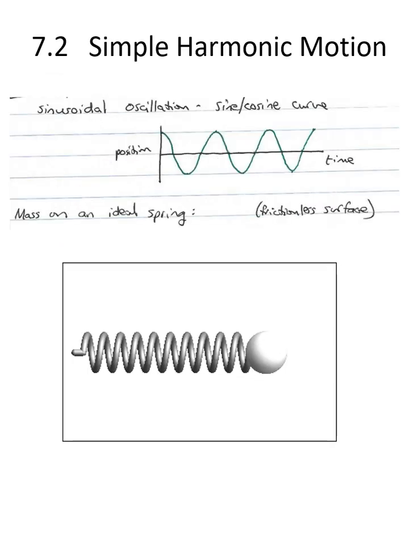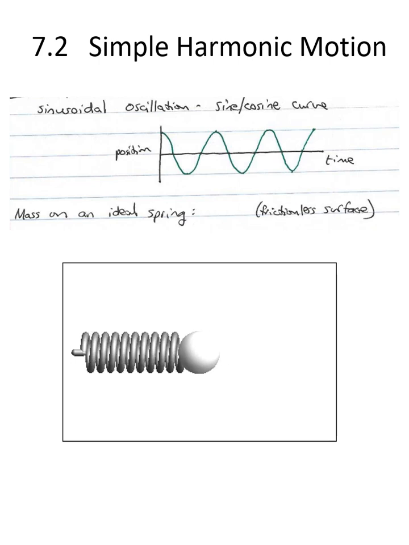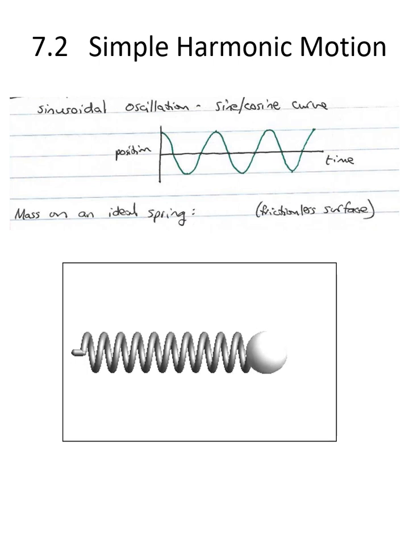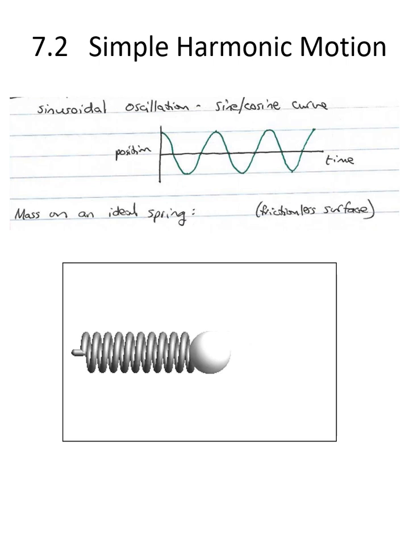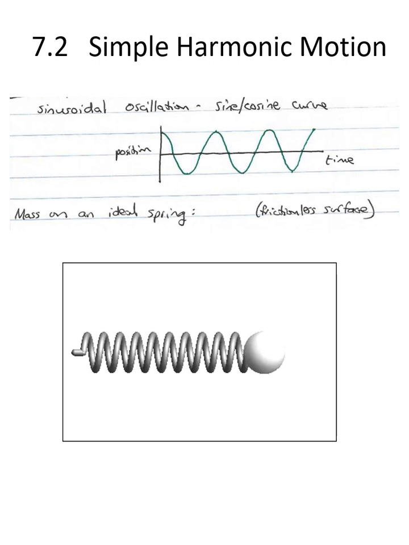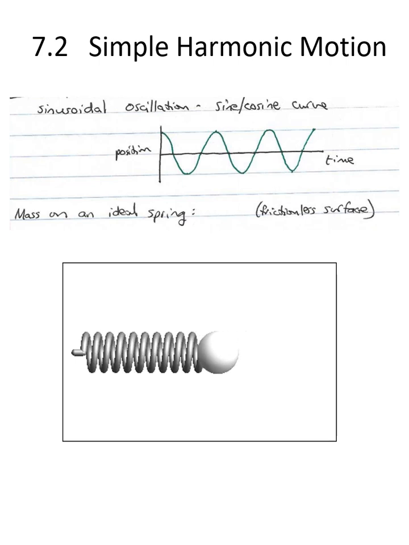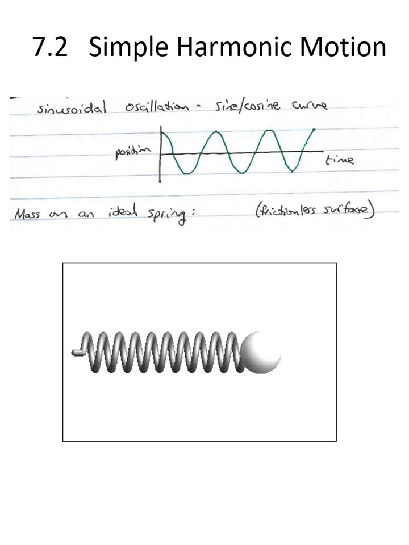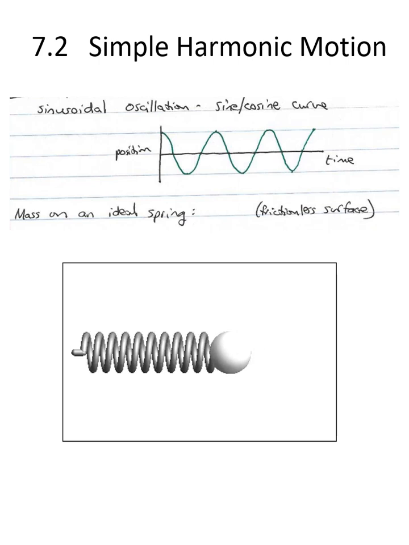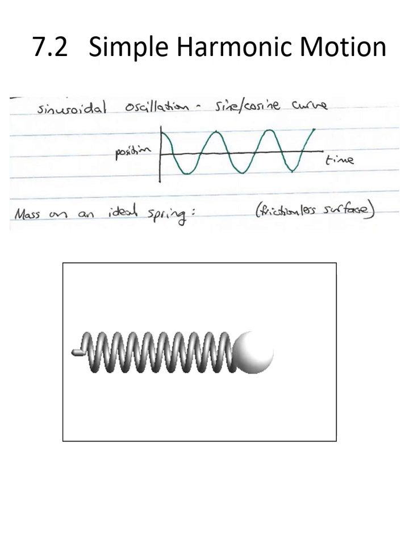Section 7.2, simple harmonic motion. You can see in the graph, this is a graph of what's called a sinusoidal oscillation. It's a sine curve. It could also be called a cosine curve, and actually what I've drawn there is a cosine curve. Keep in mind, a sine curve and a cosine curve are the same shape. They're just offset a little bit from left to right.